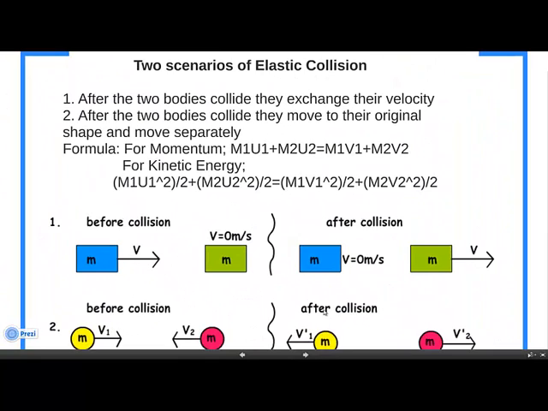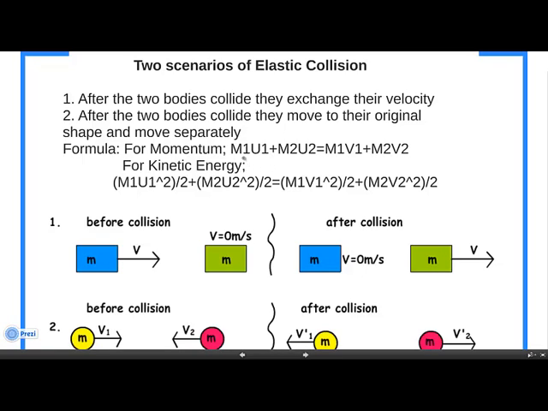Two scenarios. The first one is body 1 and body 2 with mass m1 and m2. Body 1 has a velocity of v, body 2 is at rest. So after they collide, body 1 stays at rest and body 2 has a velocity of v, because they exchange their velocity. And the momentum is conserved in the system, as you can see.